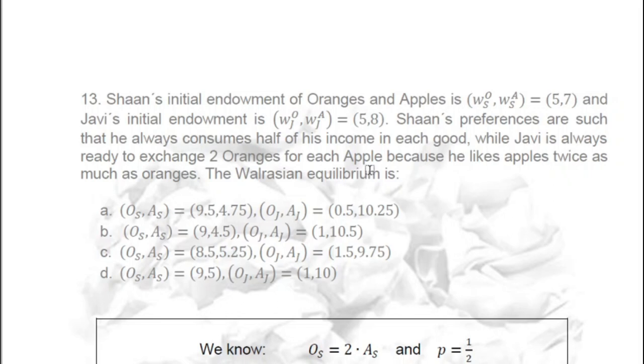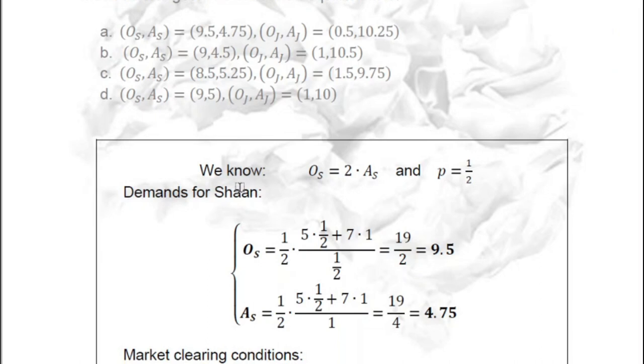Sean's initial endowment of oranges is all the same. The Walrasian equilibrium is, well, remember that Harvey has perfect substitutes, so his demands will not be easy. So we go to Sean's preferences, Cobb Douglas, and then to his demands. We know from the first exercise I made you do in January that we have a beautiful formula to find the demand for each good. It is A divided by A plus B, and in the case of Sean it was 1 and 1, so 1 divided by 1 plus 1.